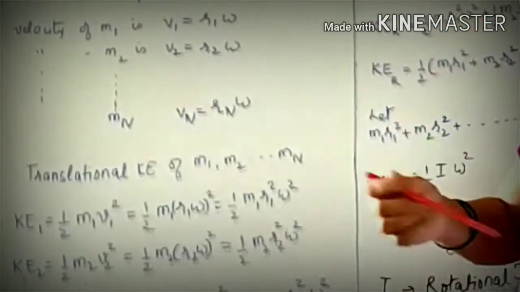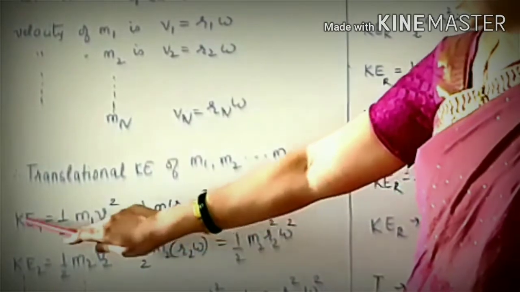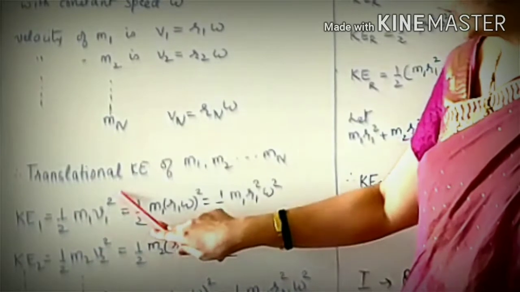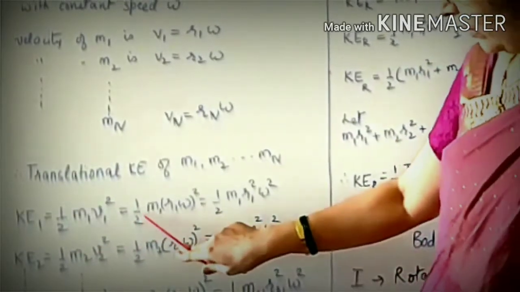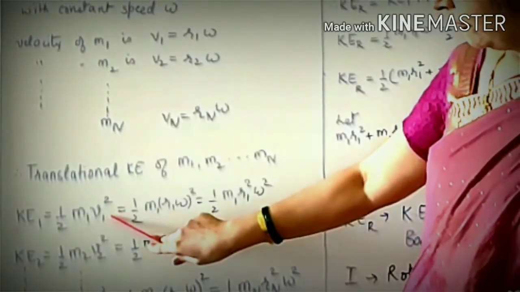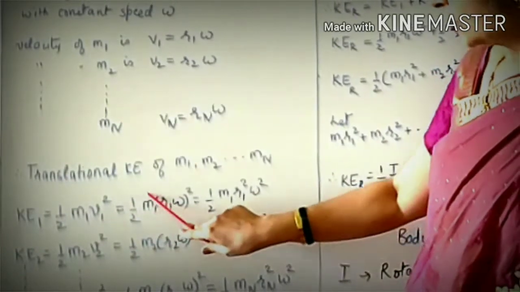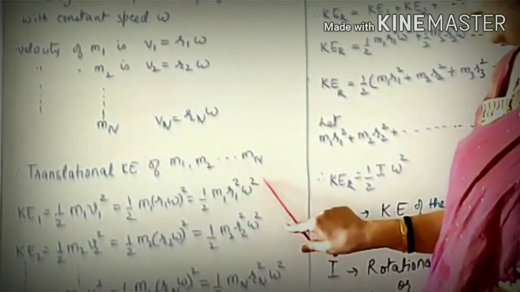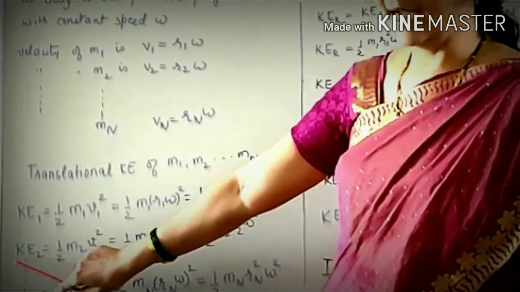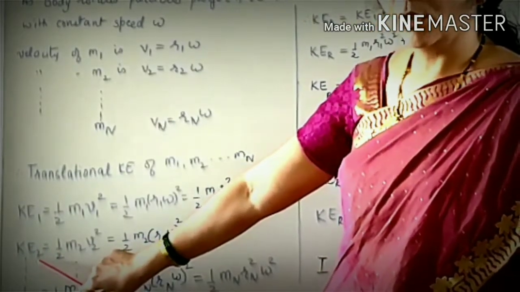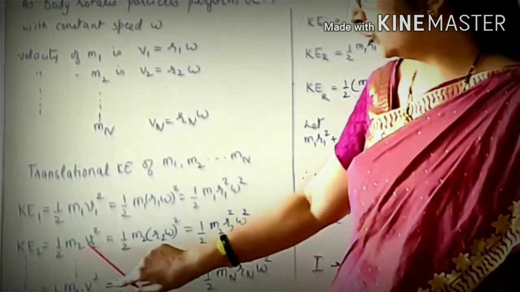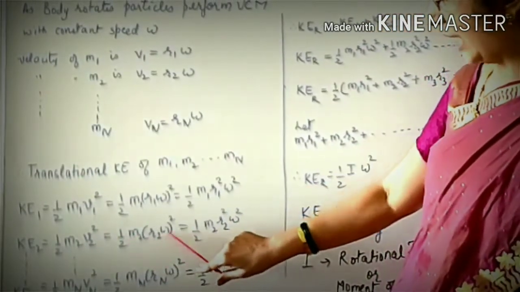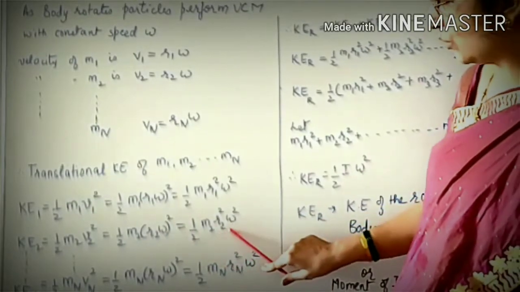So the kinetic energy KE1 of the first particle of mass m1 is half of m1 v1 square. Putting the value of v1, that is r1 omega, we get half of m1 r1 omega square, that is half of m1 r1 square omega square. Next, the kinetic energy of the second particle of mass m2 is half of m2 v2 square. Putting the value of v2, we get half of m2 r2 square omega square.